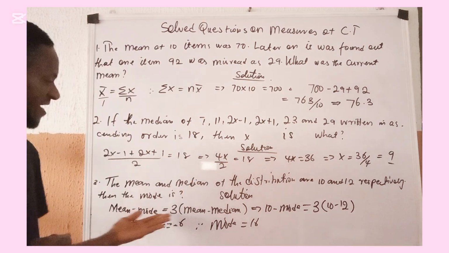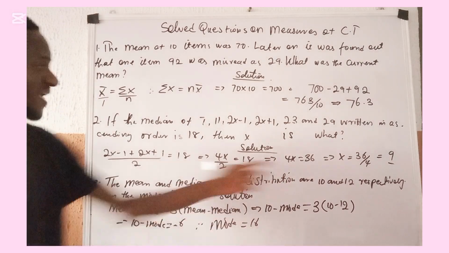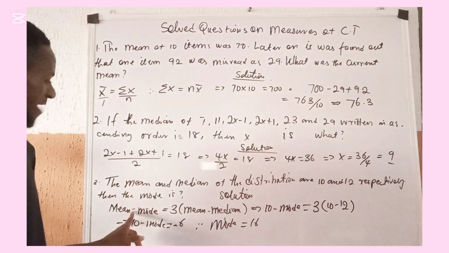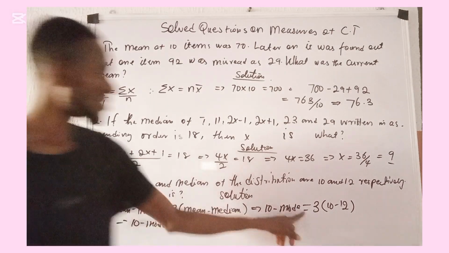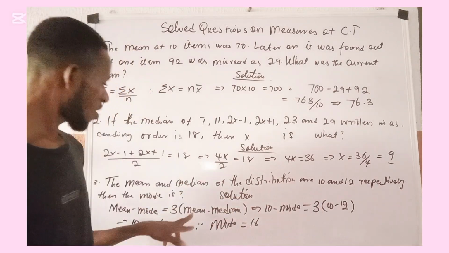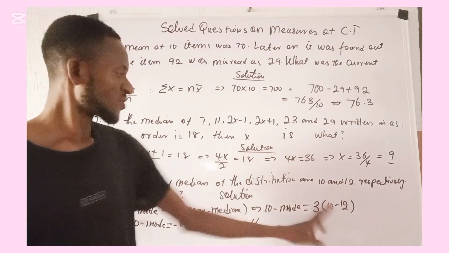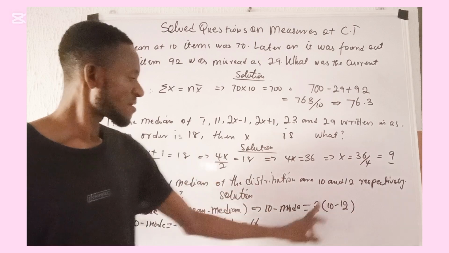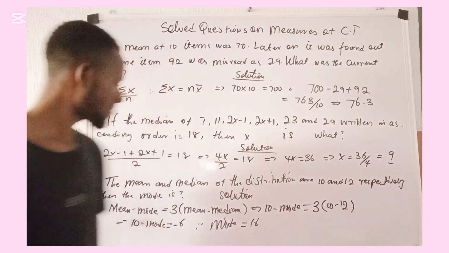So now that we have a formula that connects them, in the place of mean, you write 10, because 10 is given to you. Here is minus, you write minus mode equals. Here is 3, you write 3, open a bracket. Your mean still remains 10, and your median is 12. So you now have 10 minus 12, which gives you minus 2. Minus 2 multiplied by 3 gives you minus 6.